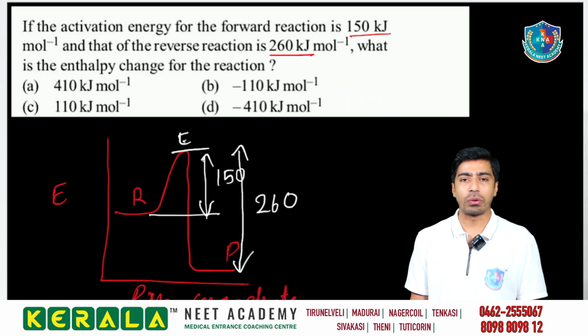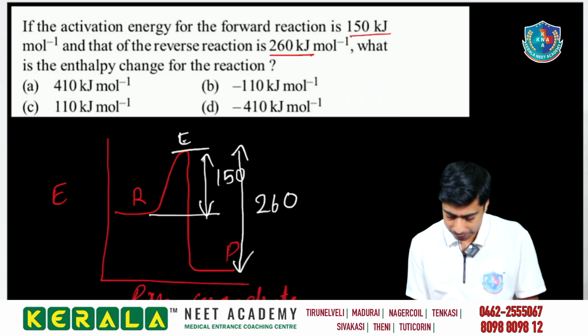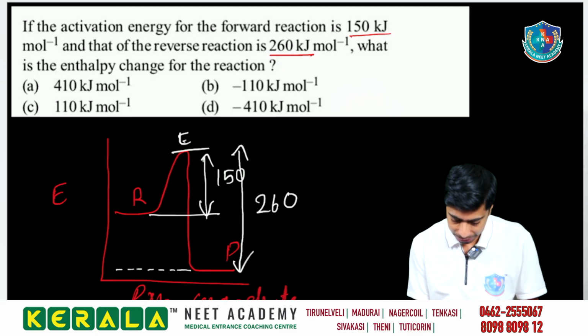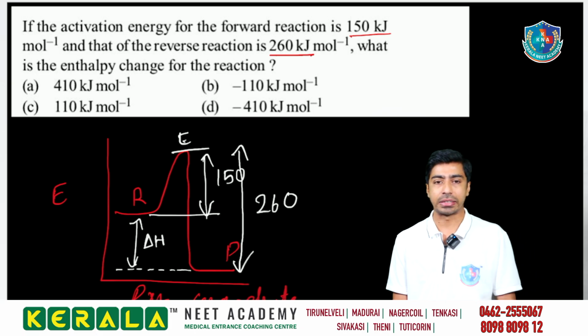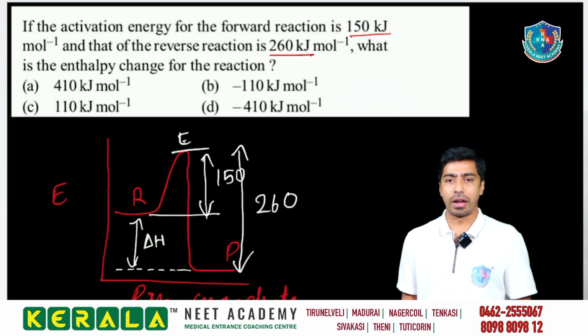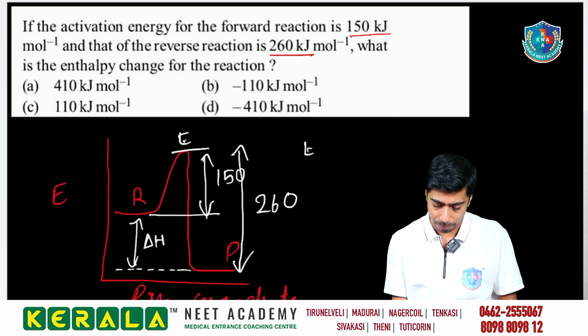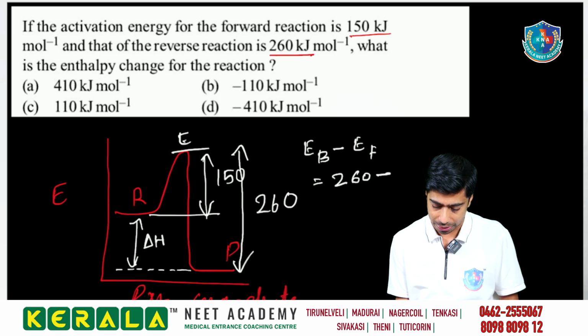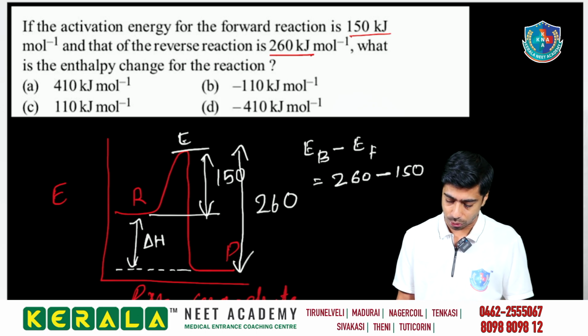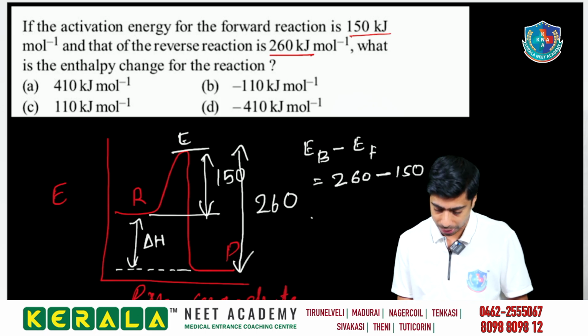Now you are asked to calculate the enthalpy of the reaction. The enthalpy of the reaction will be the delta H value. So this delta H is the enthalpy of reaction. From the given graph, it is clear that delta H will be the activation energy of the backward direction minus the activation energy in the forward direction. So that's equal to 260 minus 150, isn't it? So 260 minus 150 will be around 110.